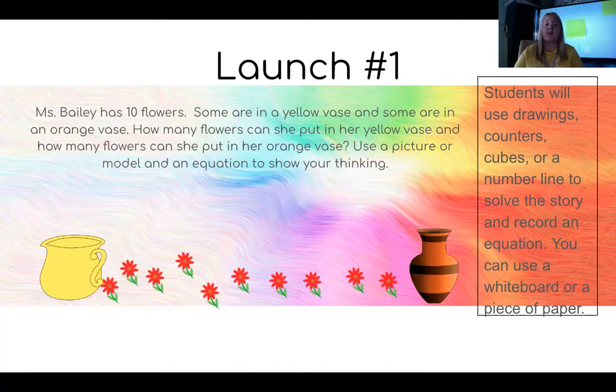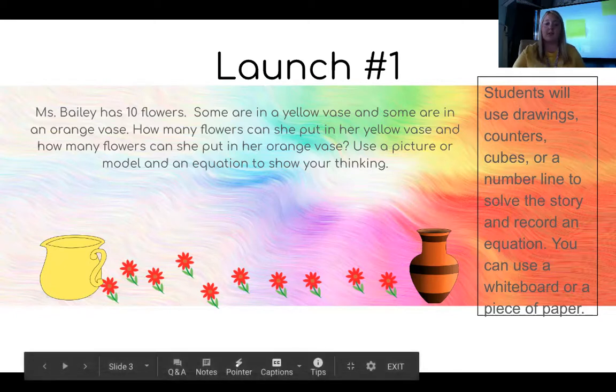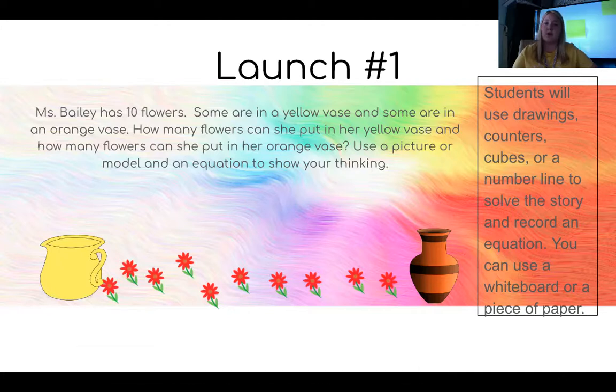So if you have your counters around you or a piece of paper or a whiteboard, you can use any of those things as long as you can make an equation. So now I am going to give you a second to solve the problem. If you need more time, you can pause. And when you're done, you can hit play again and we will continue.